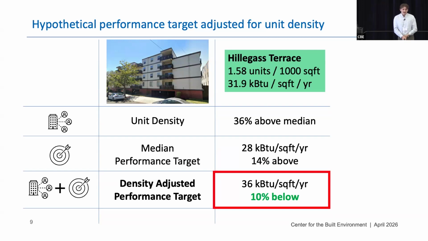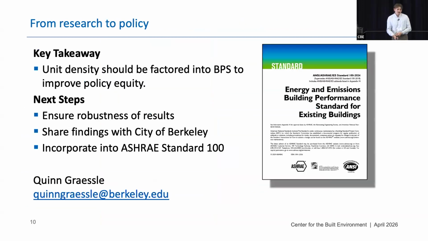This is a simple way that we could avoid punishing these denser buildings, which we know intuitively can be more sustainable. Fitting more people in less area is a good thing, and it's good for the environment, but it's not necessarily calculated in flat EUI. So that's my key takeaway: I feel unit density should be factored into BPS.